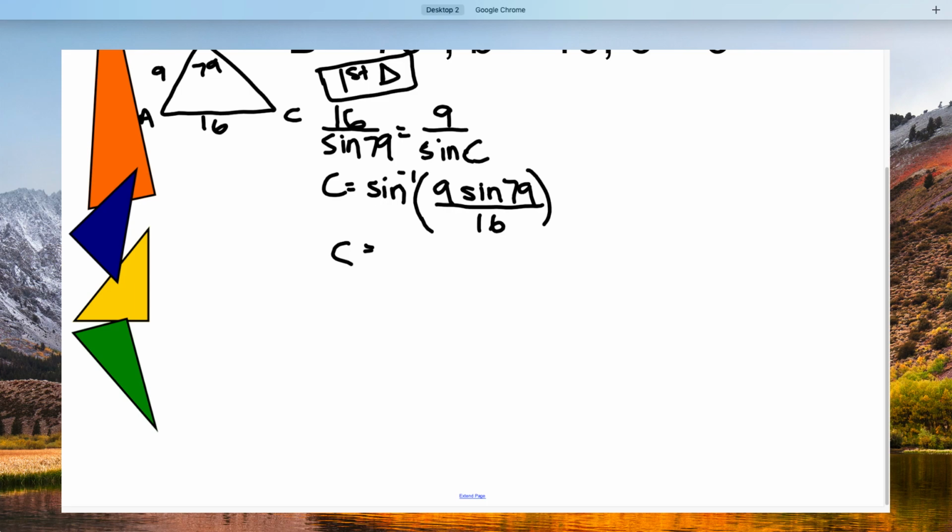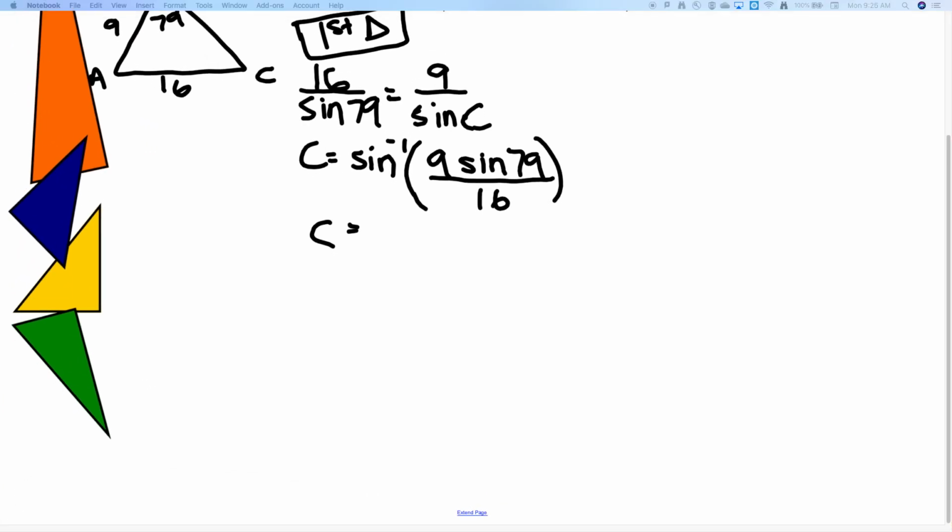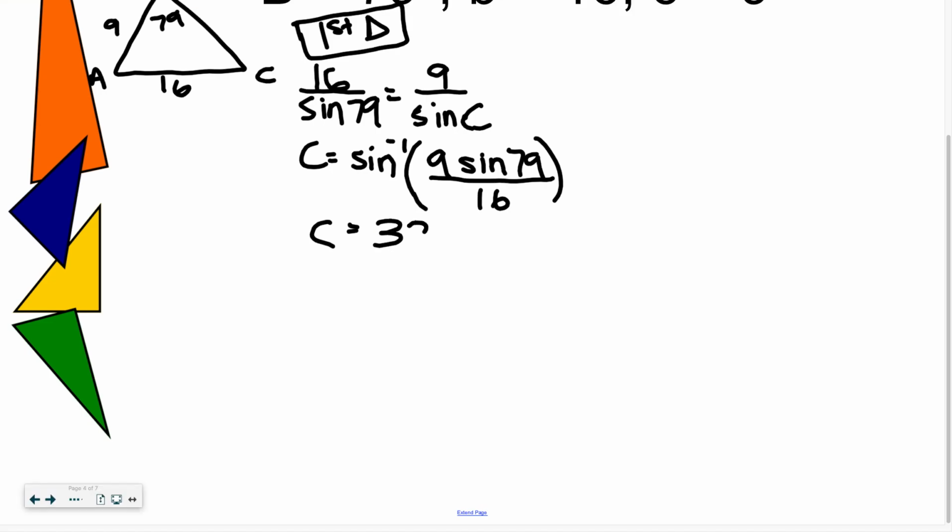Let's see, everybody should have started by solving for angle C. There was only one option, right? That's the thing about ambiguous cases. Everybody's got to solve for the same thing right off the bat. I got 33.5. Let me know if you don't get that.